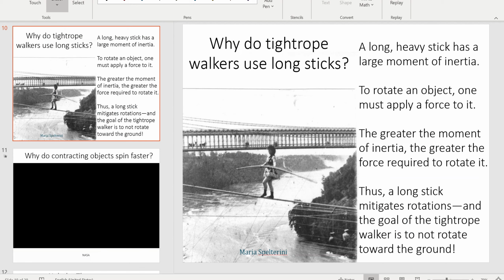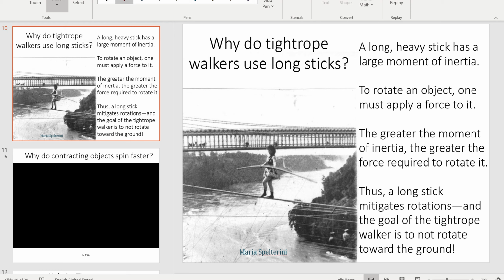Let's talk about tightrope walkers before we continue. Why do tightrope walkers carry long sticks? I know this doesn't seem to have anything to do with astronomy, but actually it does, because the reason for tightrope walkers using long sticks is conservation of angular momentum. The same principle that we use to explain the origin of the solar system.